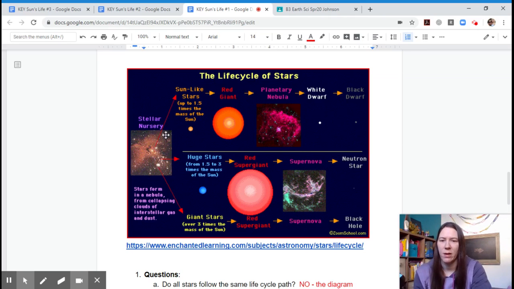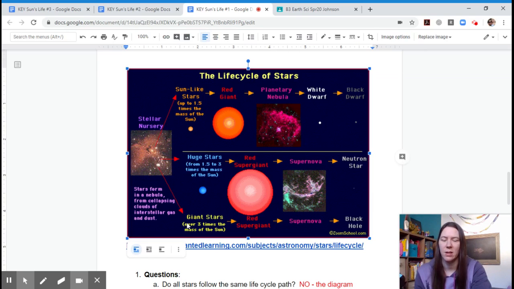And then from there, this one is a little different because it has three paths. So giant is more than 3 times the mass of the sun. Huge is 1.5 to 3 times the mass of the sun. And then sun-like is 1.5 times the mass of the sun or smaller.